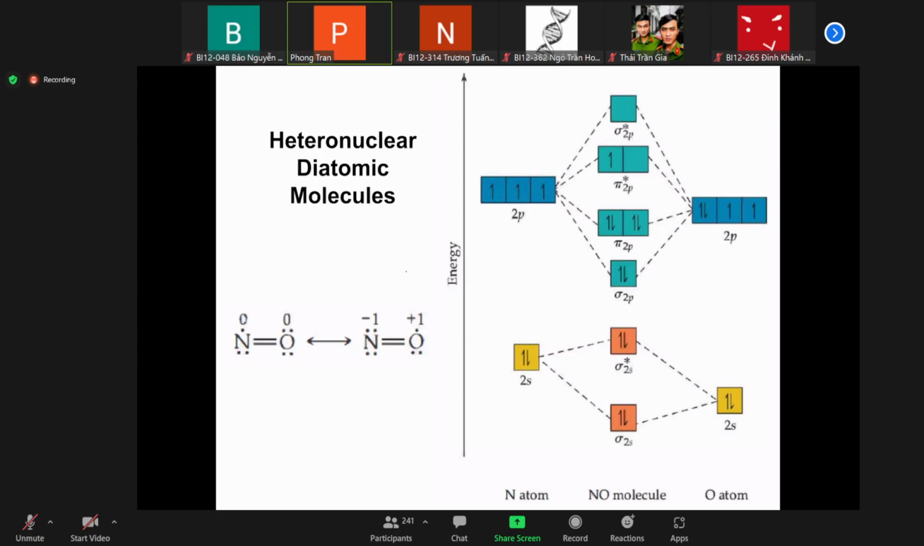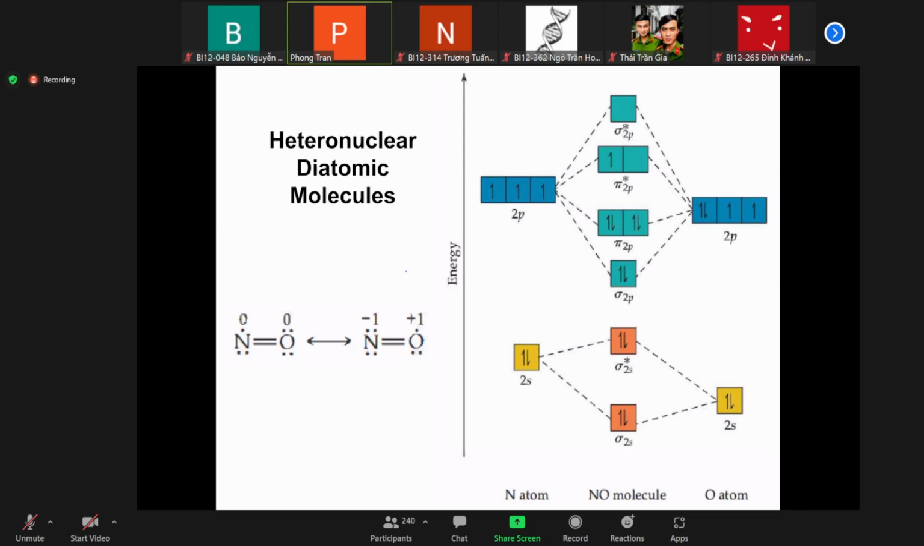In the molecule NO, you see that nitrogen has 5 electrons and oxygen has 6 electrons. So in total, you have 11 electrons. What you can see here is that the molecule NO has 1 single electron in the antibonding molecular orbital and 6 electrons in the bonding molecular orbital. So in total, you have 6 minus 1 divided by 2. The bond order is 2.5. And you have 1 single electron here.